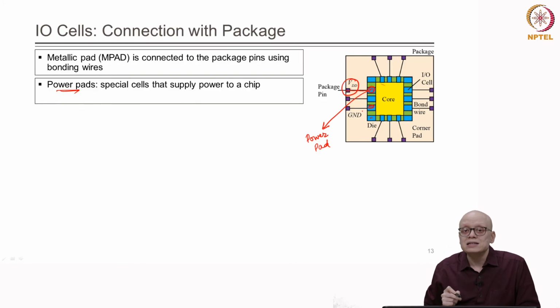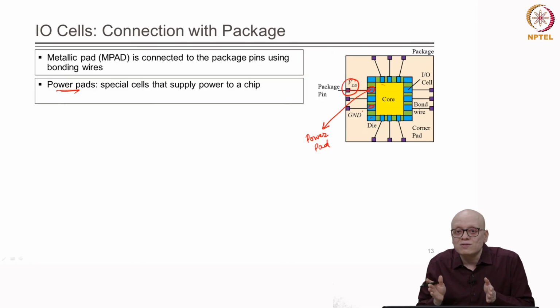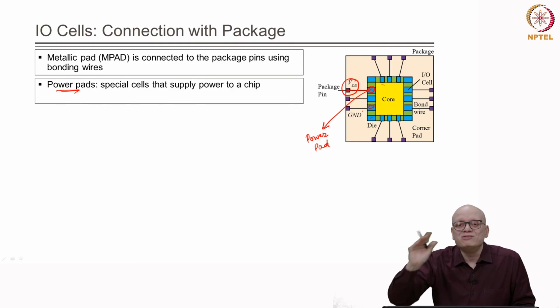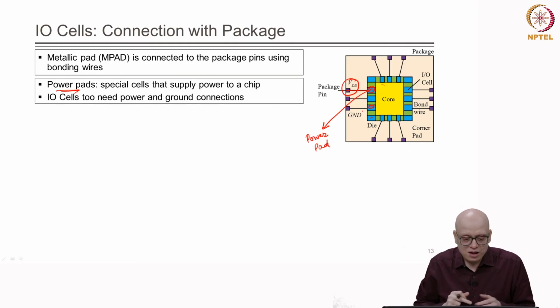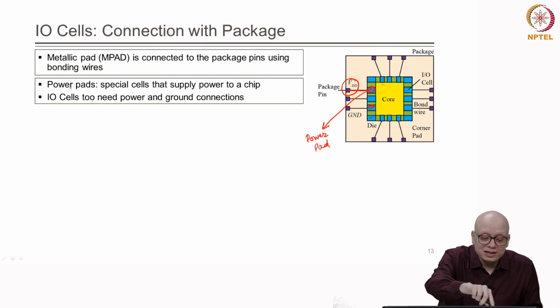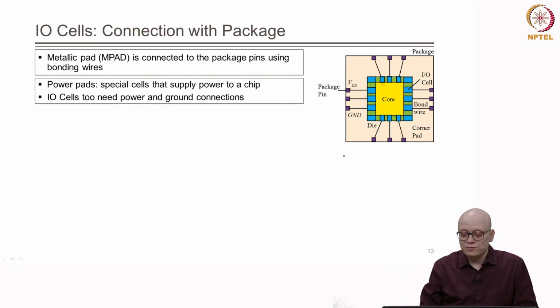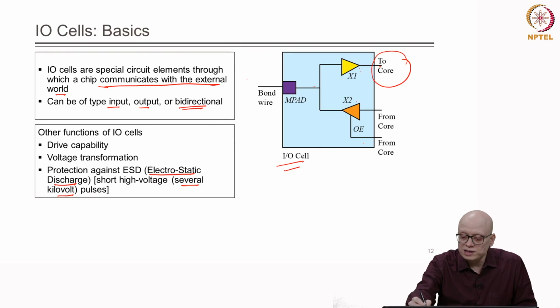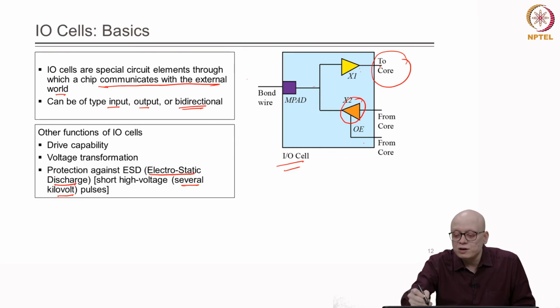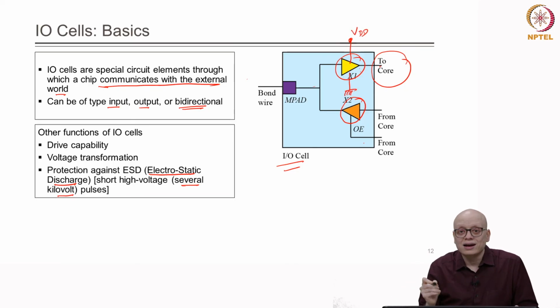These power pads must also be placed on our die. Functionally, these power pads are just providing contacts with VDD, nothing else. Another thing to note is that the IO cells also need power and ground connections. For example, the power pad here contains buffers and other circuit elements, and those will also need a power supply, which is not shown here. You will have a ground line and a VDD line and so on. So, the IO cell also needs a power supply.